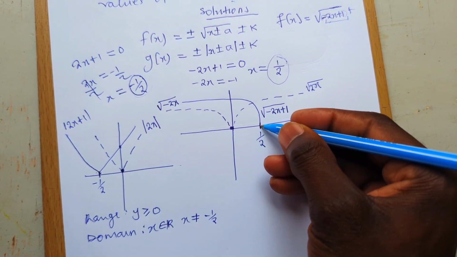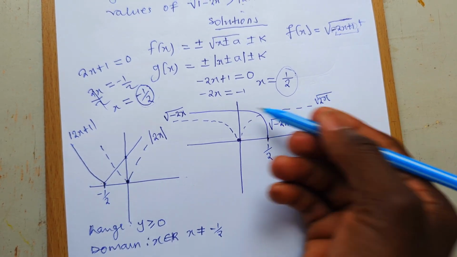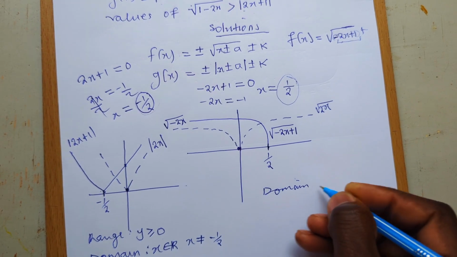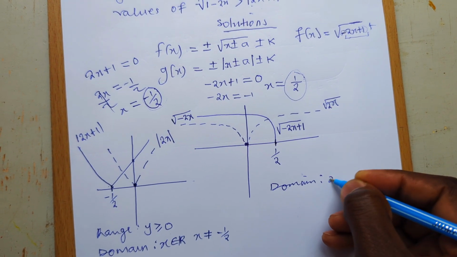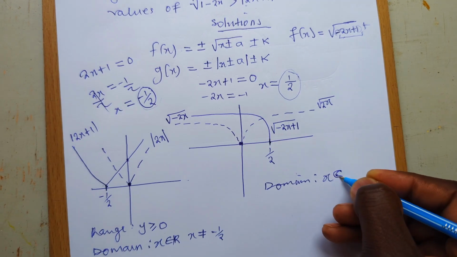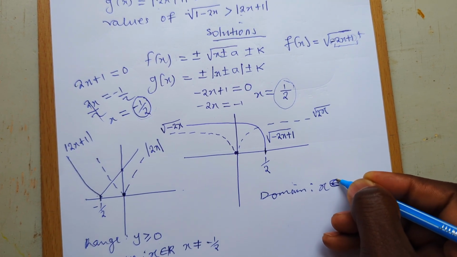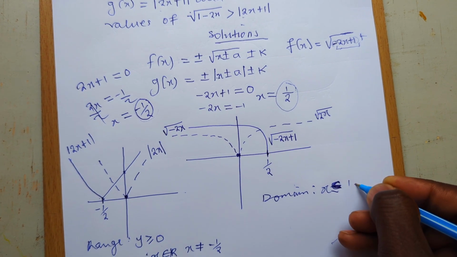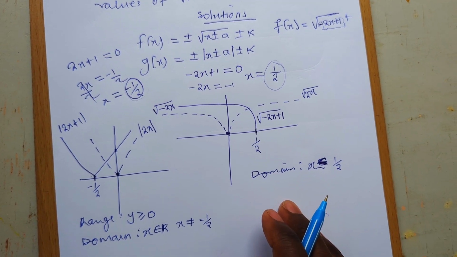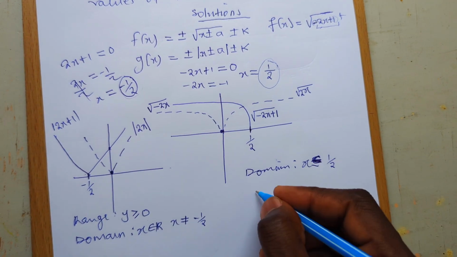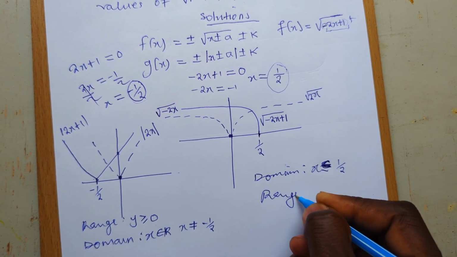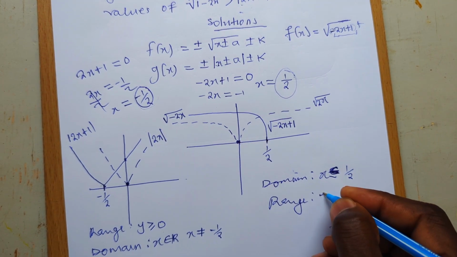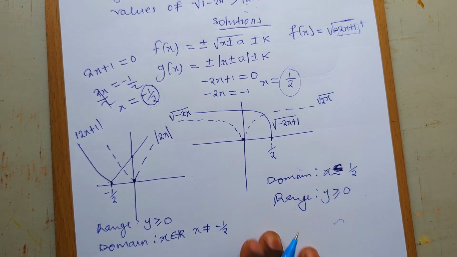For this one, we are starting from +1/2 going to the left-hand side, meaning that we expect our domain will be x is less than or equal to 1/2. That will be the domain. For the range, we are starting from 0 in the y-axis going upwards, so just say y is greater than or equal to 0.